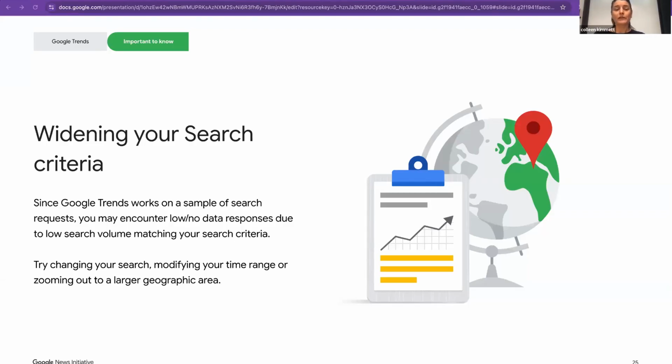Because Google Trends works on a sample of search data and not raw numbers of exact searches, sometimes you'll encounter low or no data responses because there's not enough search volume in that particular time frame or region to produce a sample. In that case, you can try changing the search term or topic, or modify your time range, or zoom out, which typically means zooming out to a larger geographic area.